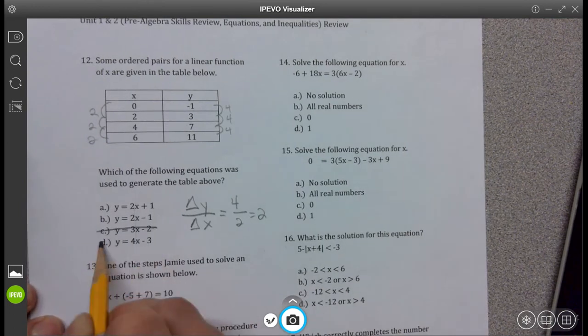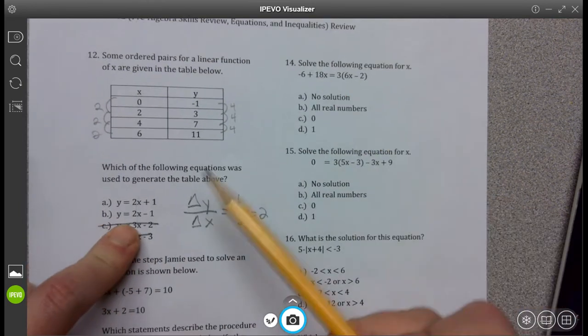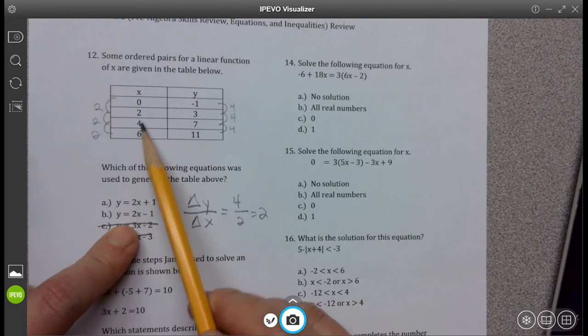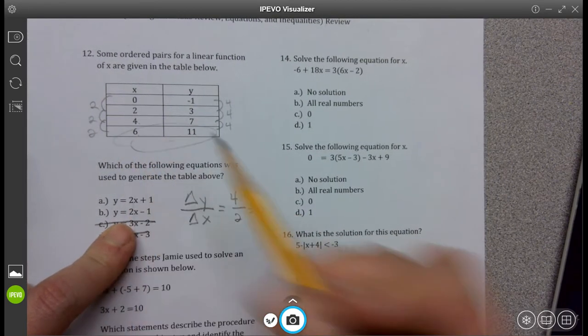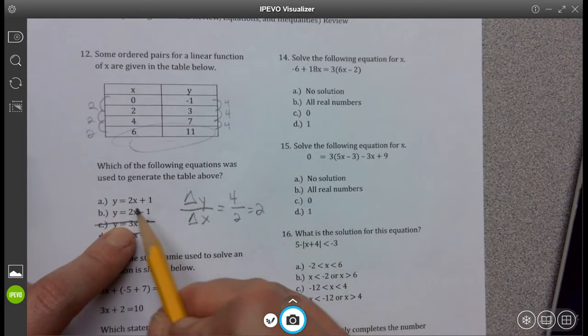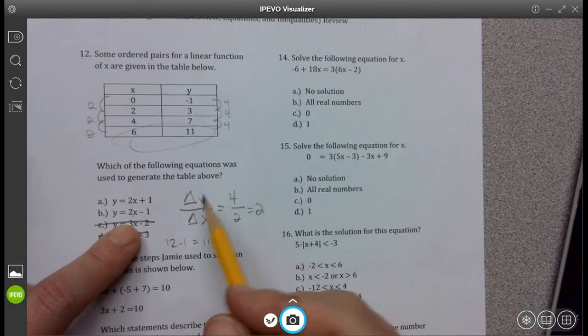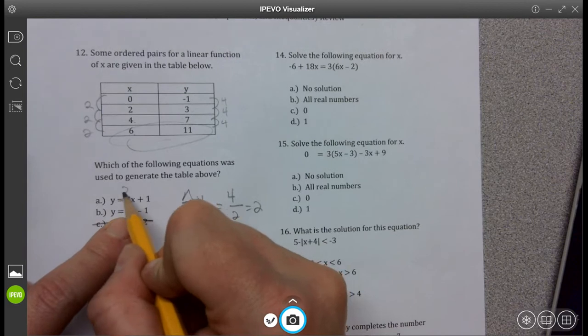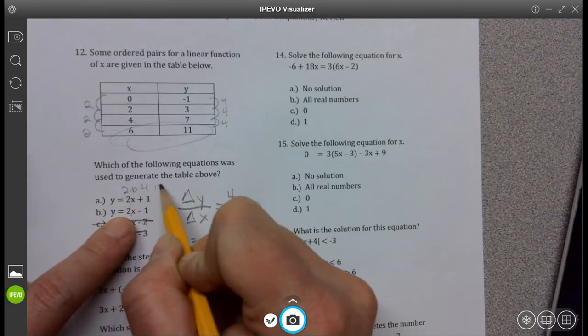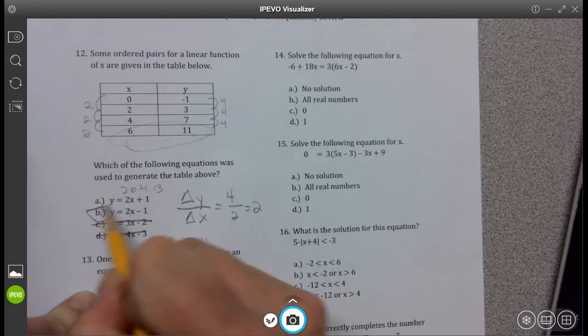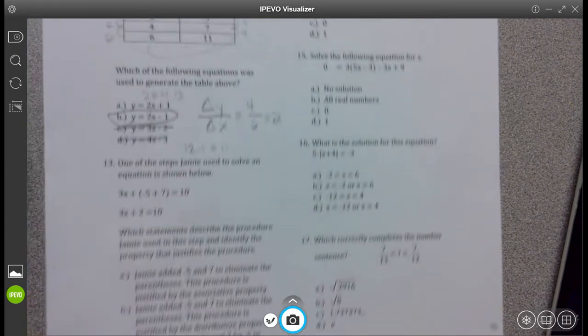So my answer is either A or B. Well, if I plug in 6 or a 4, which one gives me their output? Let's just go with 6. It doesn't matter which one you pick. If I plug in 6 here, I get 12 minus 1, which is 11. Yeah, so that's my answer. Let's make sure. 2 times 6 plus 1, that's 13. That's not 13. So yes, my answer is B.